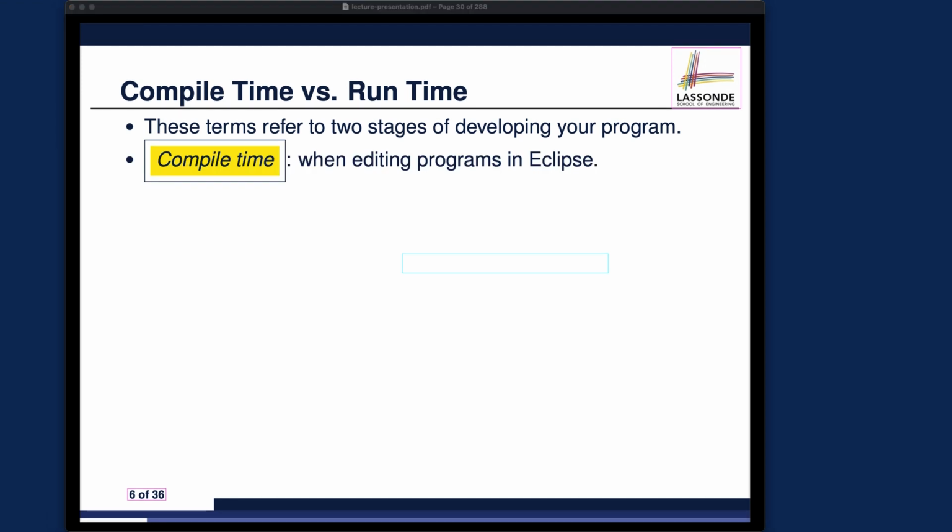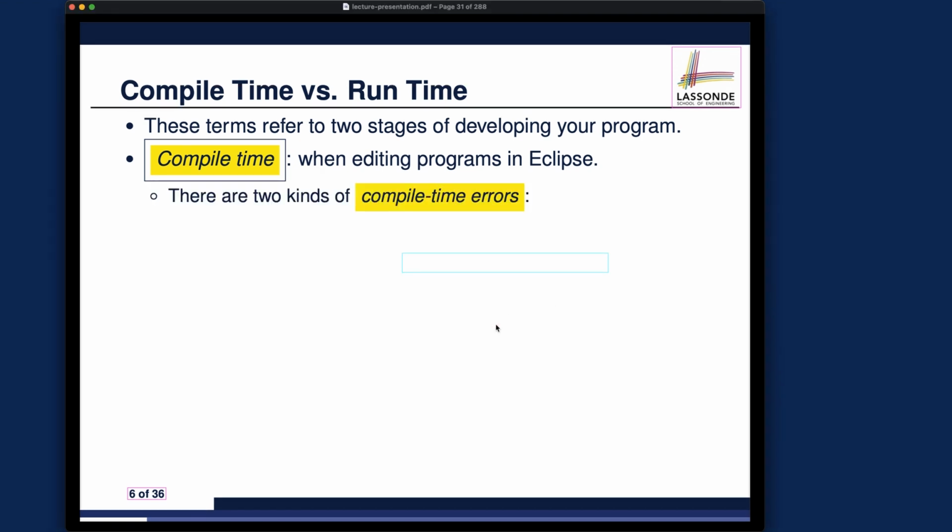Again, compile time refers to when you are editing your Java code in Eclipse. As soon as you save your file in Eclipse, it's going to launch the compiler to check the syntax and also types for your program. Let's talk about different examples over here. There are two kinds of compile time errors. One is about syntax, the other one is about type.